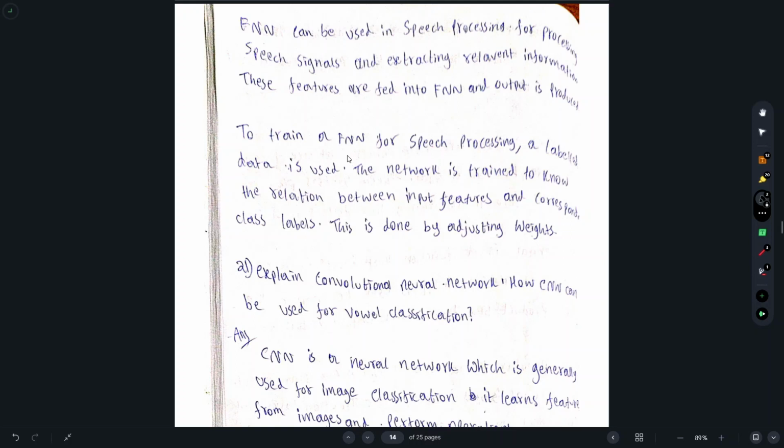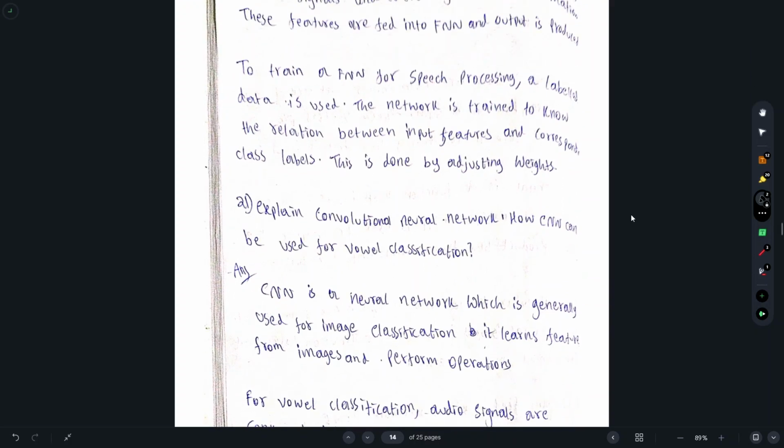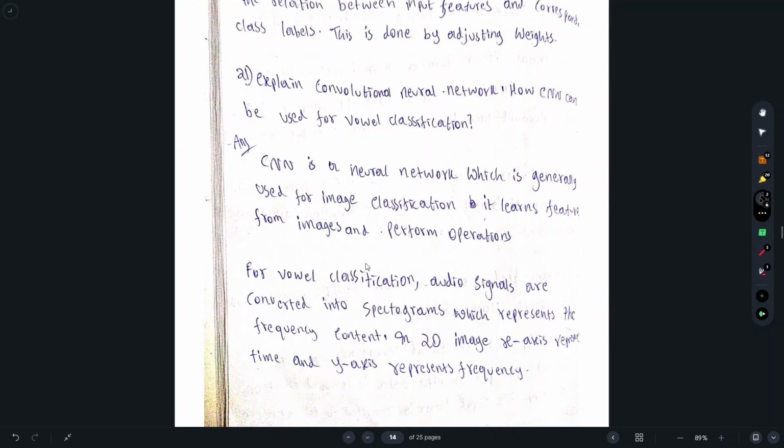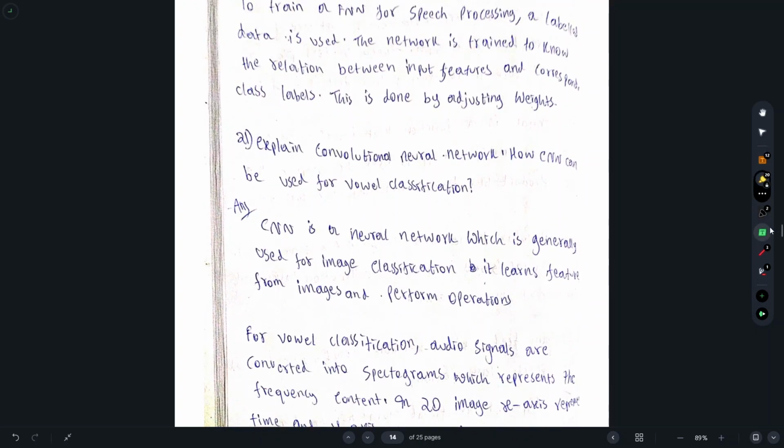Explain convolutional neural network, how CNN can be used for vowel classification. CNN can be used for vowel classification: if you speak some words, they can be converted into the form of 2D graphs. With the help of those 2D graphs we can check when the frequencies are high, and they can be determined as some vowels, and which are not.